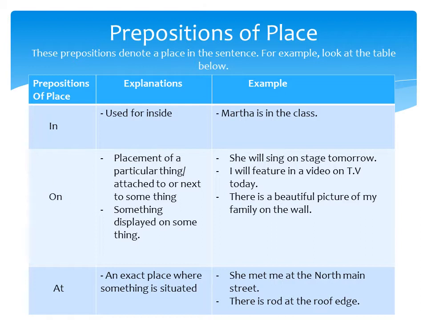At: an exact place where something is situated. She met me at the North Main Street. Here North Main Street is the exact place. There is a rod at the roof edge. Here roof edge is the specific place where the rod is.